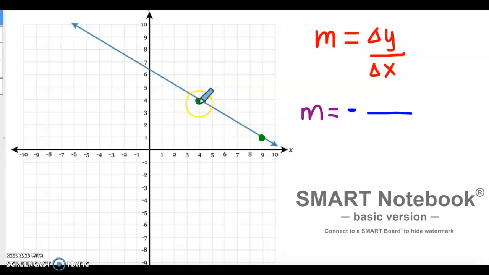So we're going to do the change in y first. We're going to say, to get from this point to this point, I need to go down. Let me change my marker. I need to go down 3, which would make my change in y negative 3. And then I need to go to the right 1, 2, 3, 4, 5. So I need to go to the right 5, which would make my change in x equal to 5.